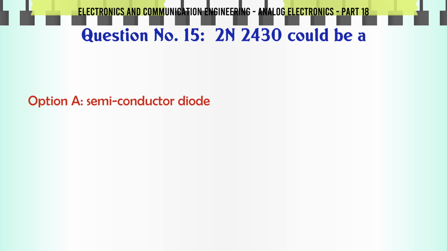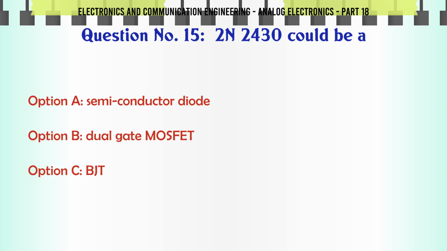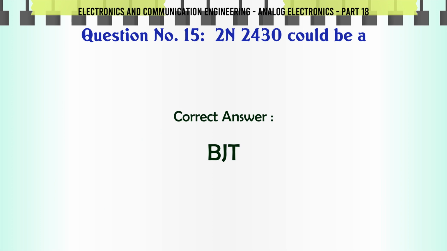2N2430 could be A. semiconductor diode, B. dual gate MOSFET, C. BJT, D. UJT. The correct answer is BJT.